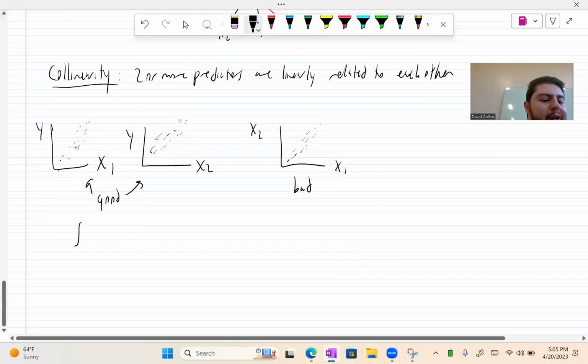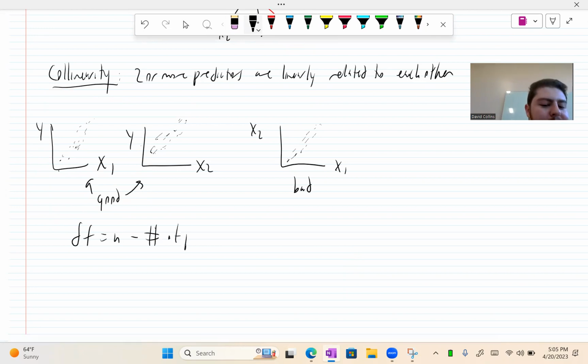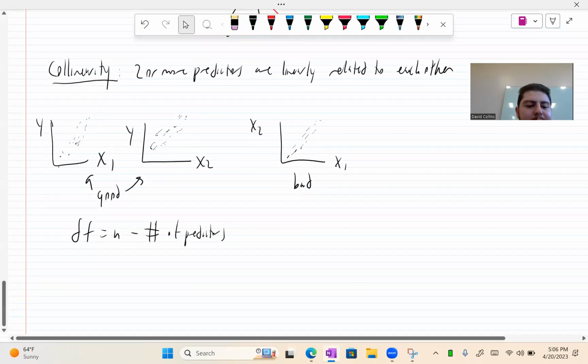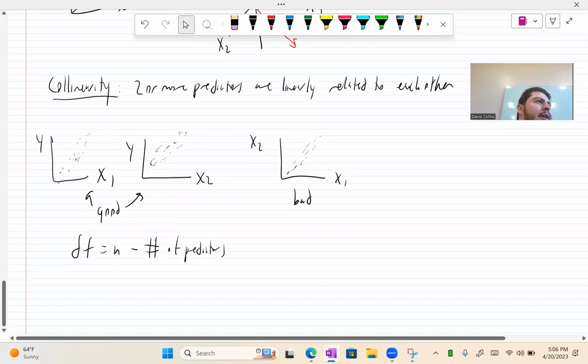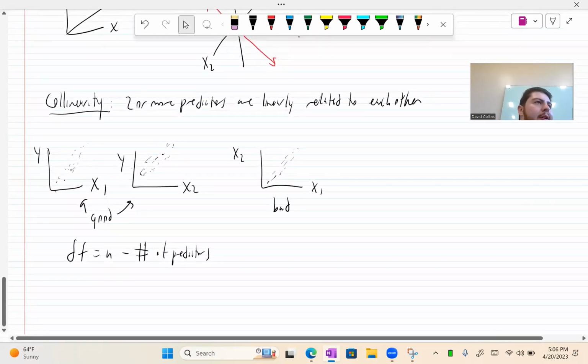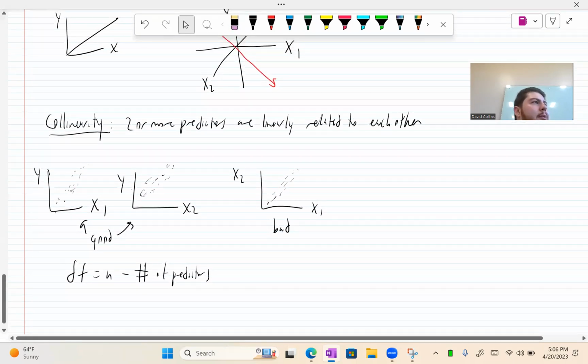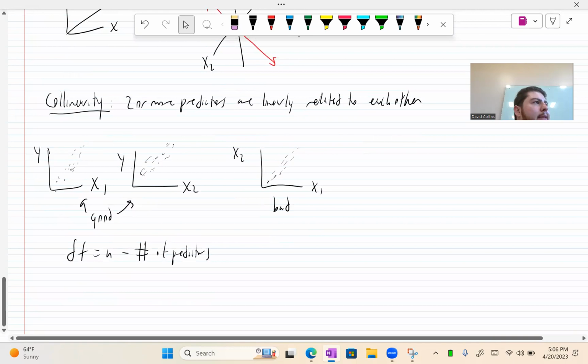Also, before I forget, degrees of freedom is going to be n minus the number of predictors. Every time you add a variable, you take away a degree of freedom. But this is really the gist of collinearity. I'm going to show you in an example how you can find these collinear variables. Any questions on these pictures?